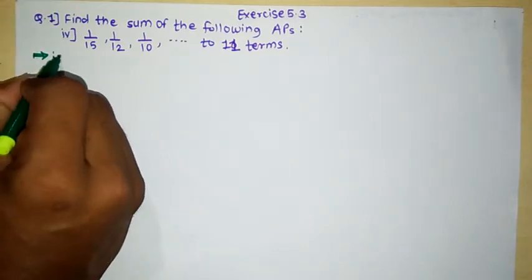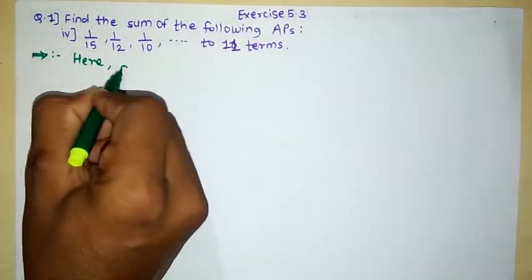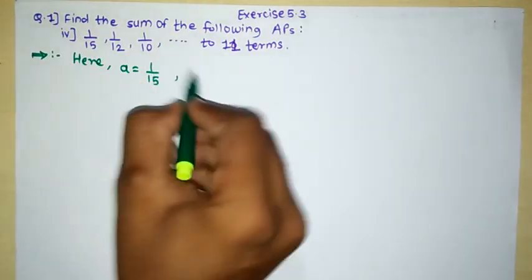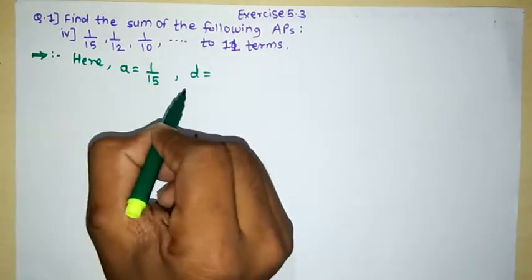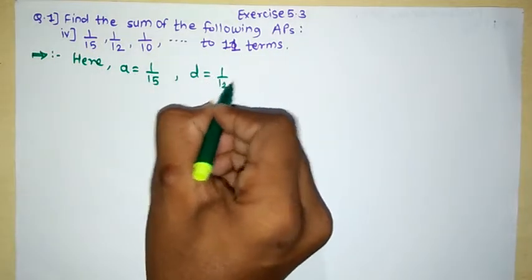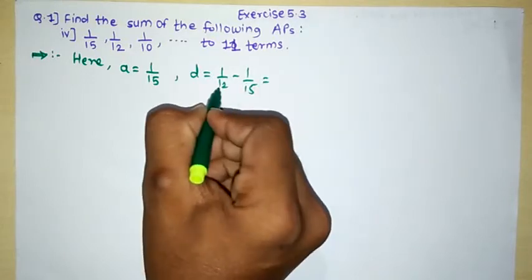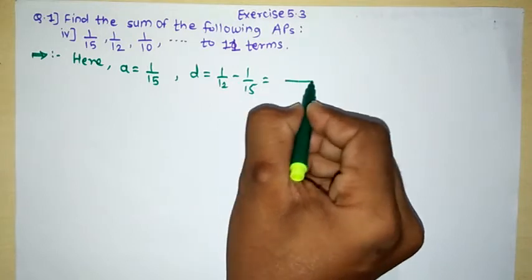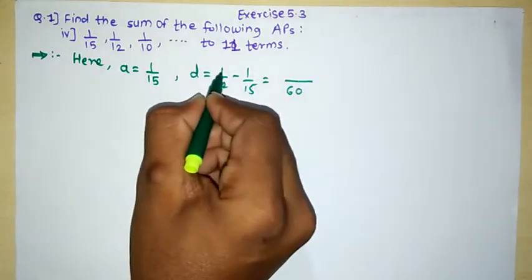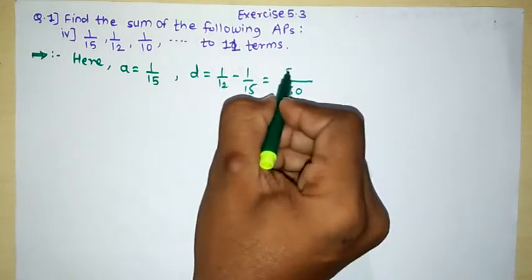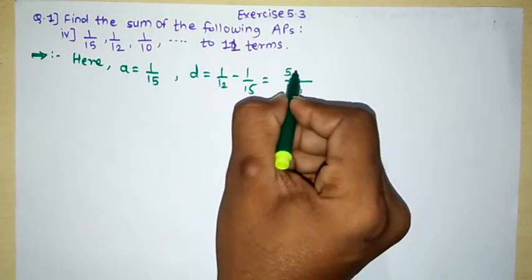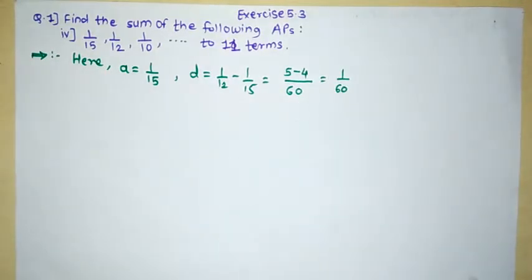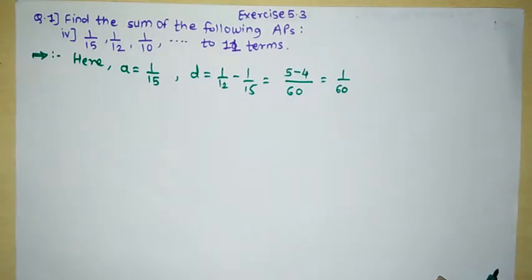Solution. Here a is equal to, what is the first term here? First term is 1 by 15, that is a. And what is the common difference? d is equal to, we have to calculate here, 1 by 12 minus 1 by 15. Now what is the LCM of 12 and 15? LCM of 12 and 15 is 60. We'll write 60. And here what will come? 5 minus 4, which is equal to 1 by 60. Now here we got common difference is equal to 1 by 60.